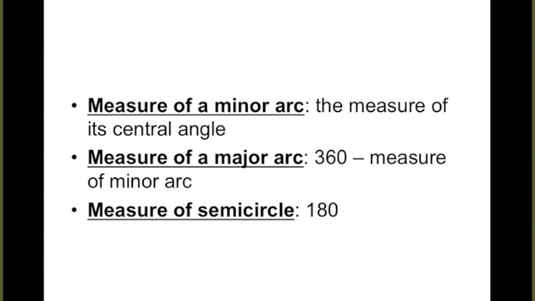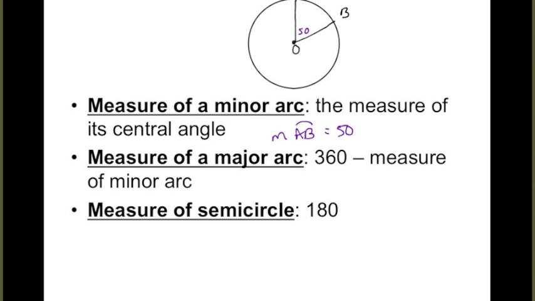The measure or size of a minor arc is the same as the measure of the central angle. So if I knew this angle was 50 degrees, then I would say the measure of arc AB is also 50 degrees. The measures of arcs are in degrees, and they are the same as the central angle.